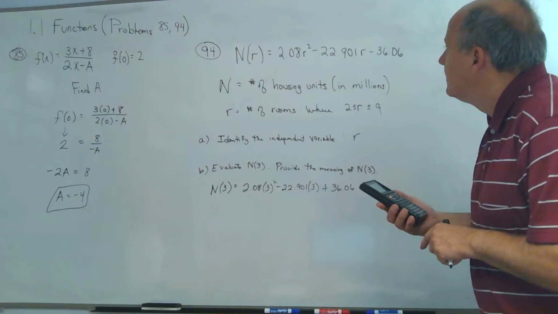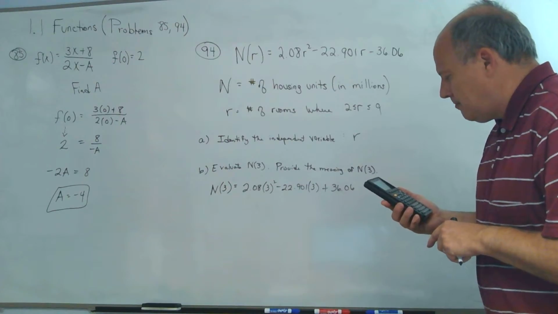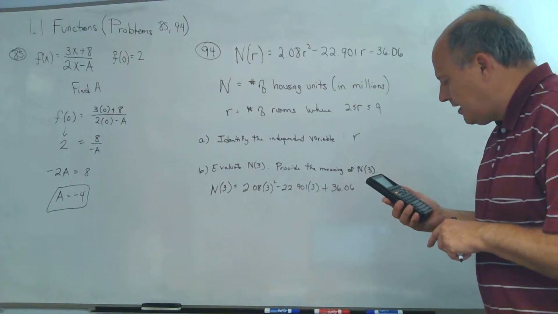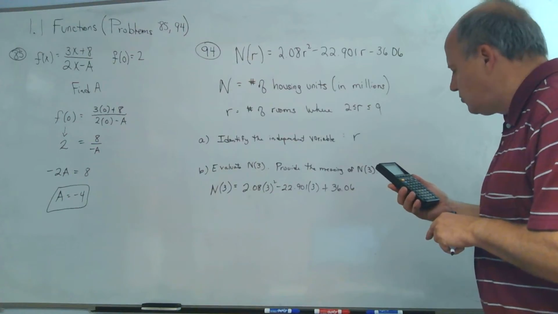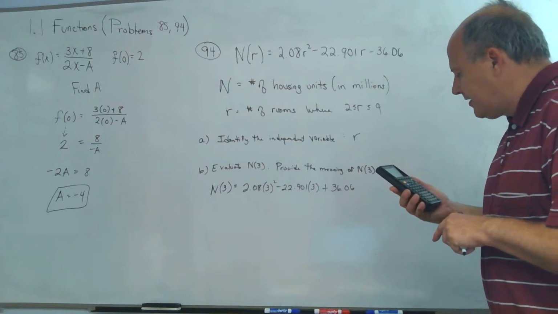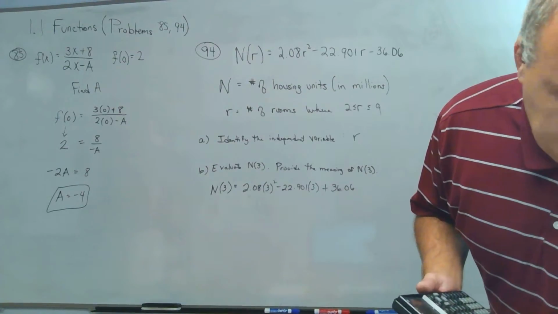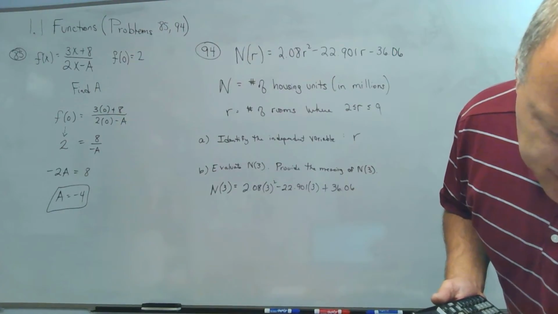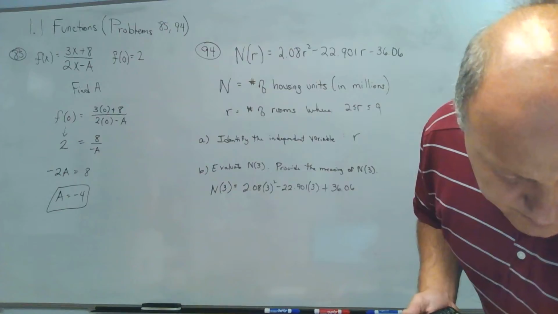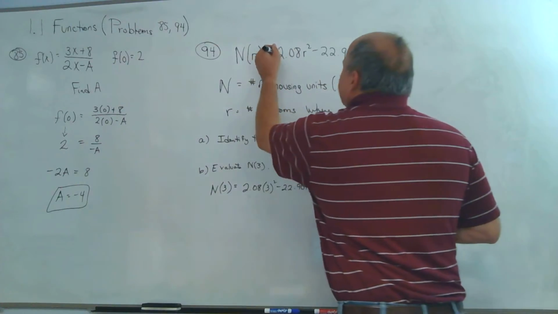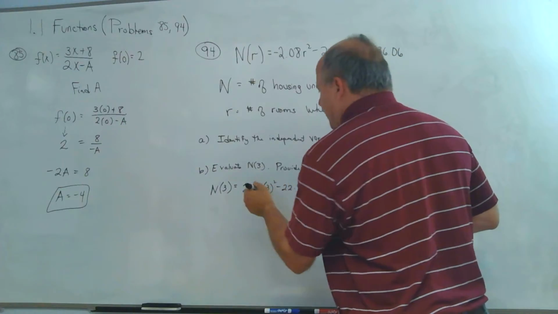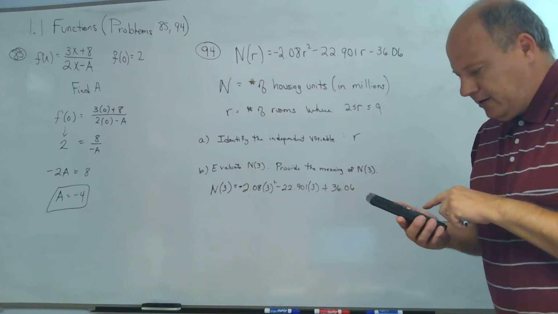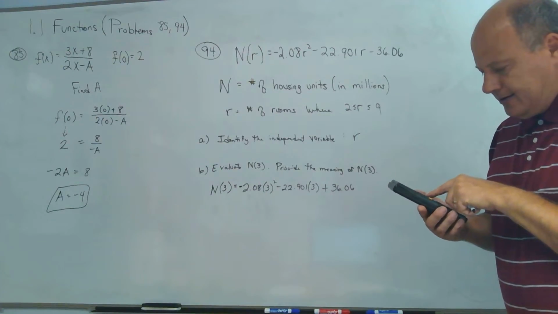2.08 times 3 squared is 9, minus 22.901 times 3 plus 36.06, and it gives me negative 13. That leads me to believe I made a mistake. So I'm writing the problem now at the beginning. Let's look at it again. 94. That's the mistake. It should be a negative in the front. Sorry about that. I wrote the formula down wrong. Let's try this over again. It won't take me as long this time because I just have to make that correction.